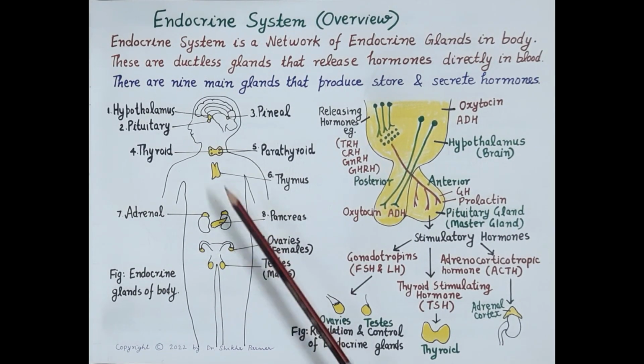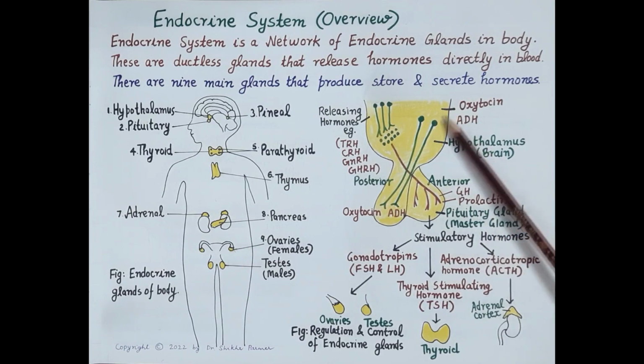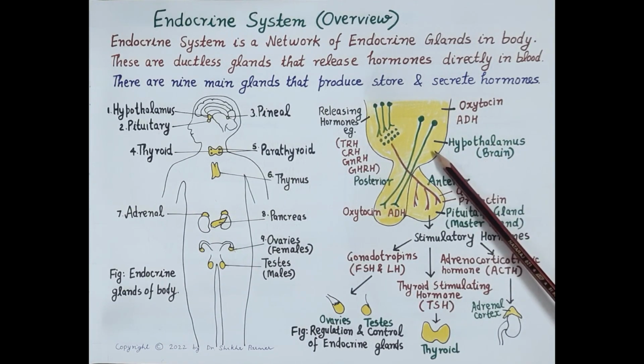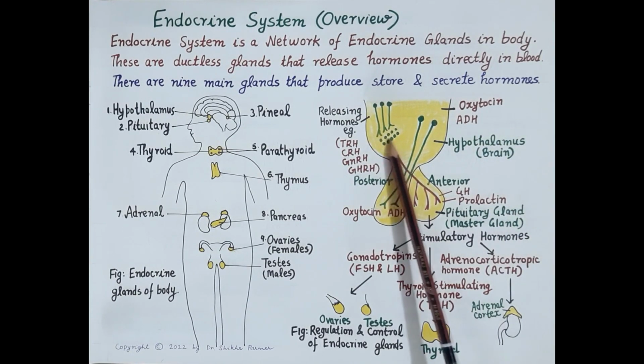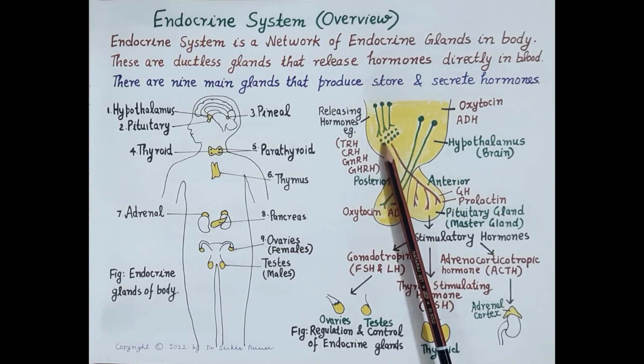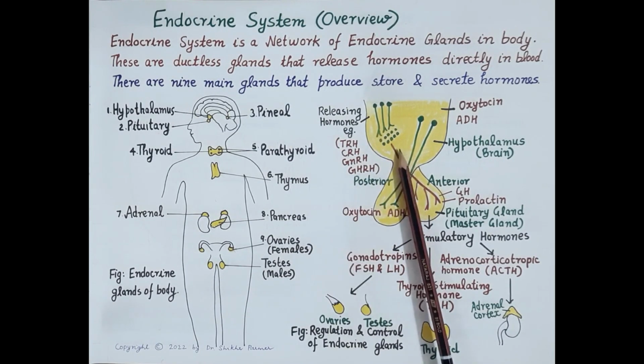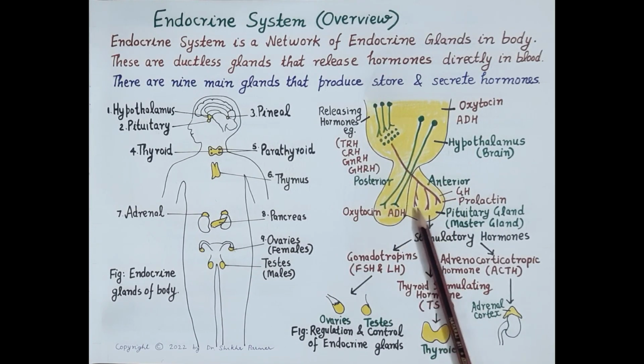Now let's discuss how these endocrine glands are regulated or controlled in the endocrine system. Now look at this figure. This is a zoomed view of the hypothalamus. The hypothalamus produces the hormones oxytocin and antidiuretic hormone, that is ADH. The hypothalamus also produces some regulatory hormones termed the releasing hormones. Located just below the hypothalamus is the pituitary gland, which has 2 lobes, the anterior pituitary and the posterior pituitary.